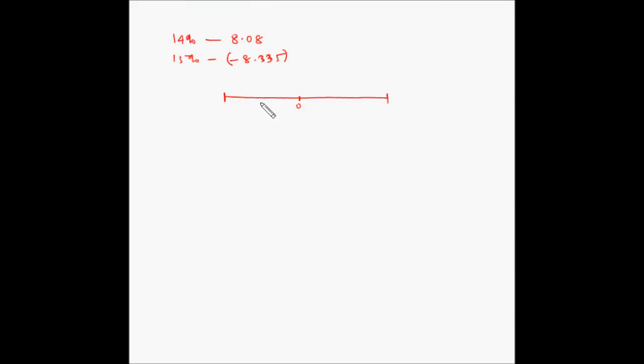So let's say this is a time scale. Here we have 0. On the right hand side, let's say we have 1, 2, 3 and so on. And let's say this is 8.08. This we are getting at 14%. And here similarly we'll have -1, -2, -3 and so on. So here we get -8.335.